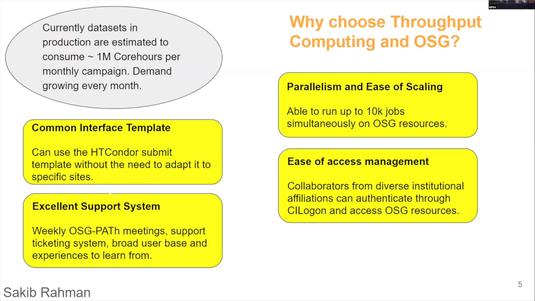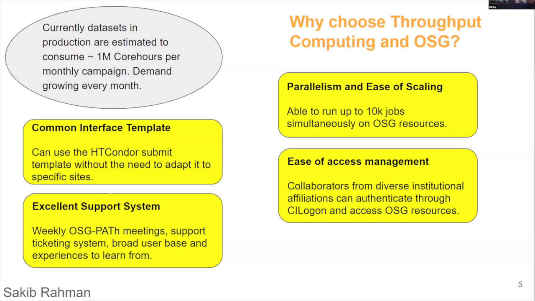Parallelism and ease of scaling, being able to run up to 10K jobs. Right now, the highest ceiling that we've reached is simultaneously running 10,000 jobs. So that's what I've listed there. But hopefully in the future, we can scale farther up from that. Ease of access management: we have collaborators from a lot of different institutions, and we're able to facilitate everyone to use the resources.